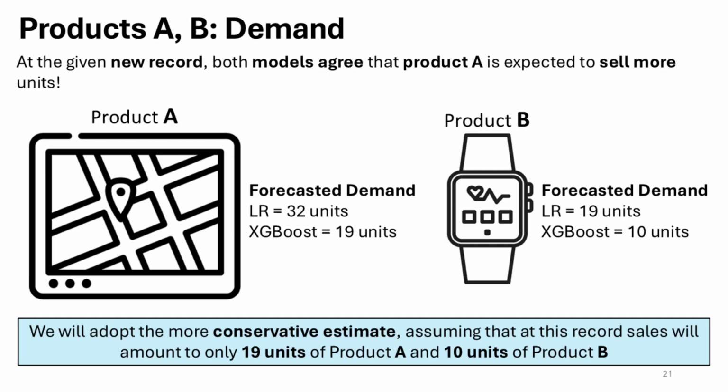By choosing the conservative path supported by our most robust model, we protect the business from the costs of excess inventory while still following the clear demand signal that product A is our primary driver. This choice serves as the foundation for the optimization steps we will discuss next.